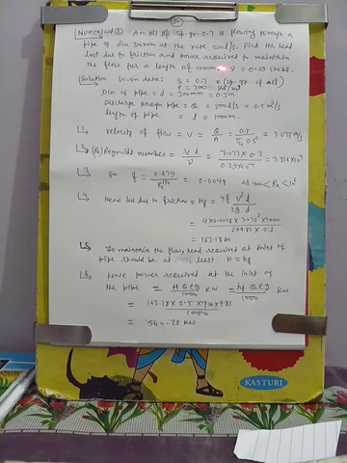Now the question is: find the head loss due to friction and the power required to maintain the flow. Power required to maintain the flow means what minimum power is required at the entrance of the pipe so that the flow will come out at the other end of the pipe.